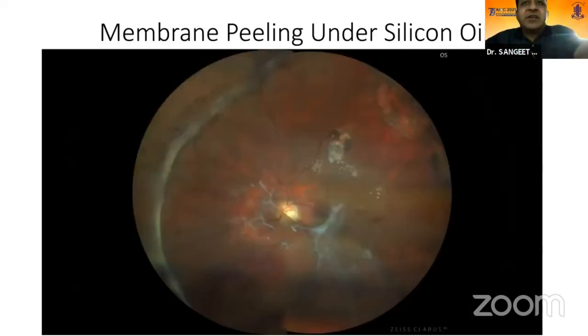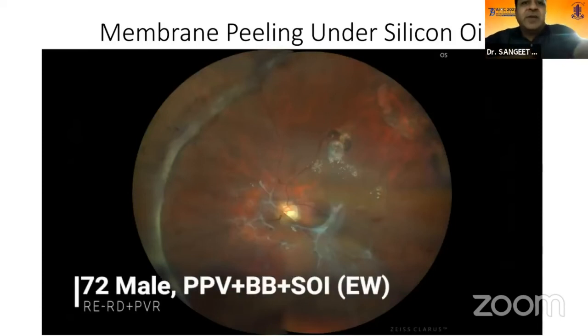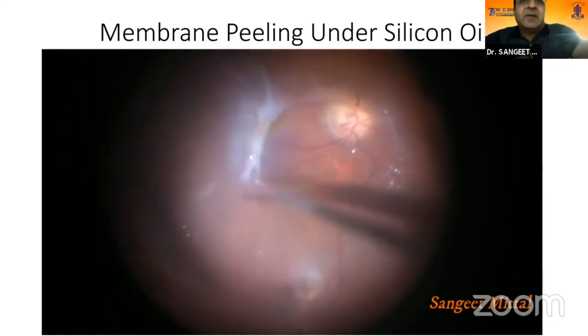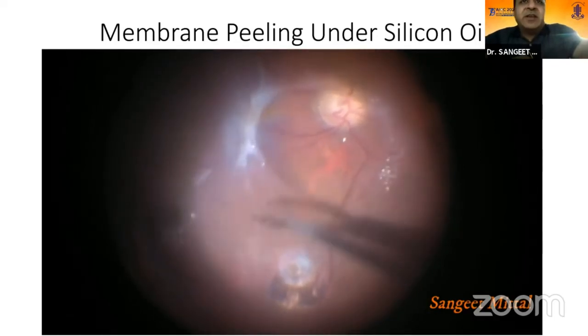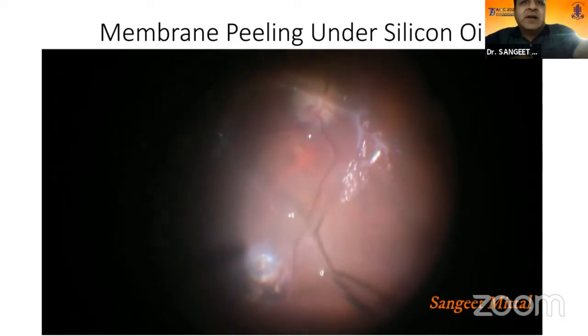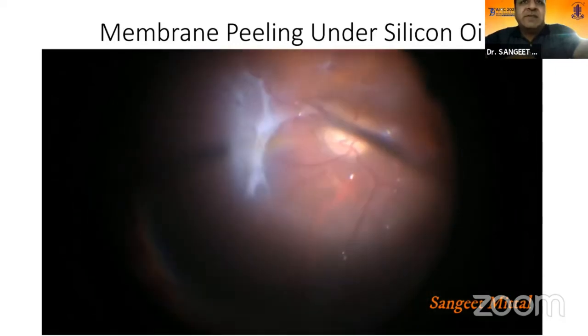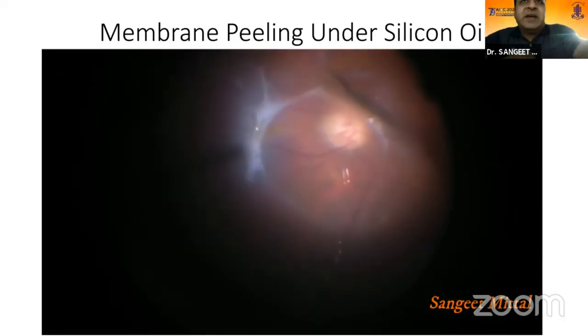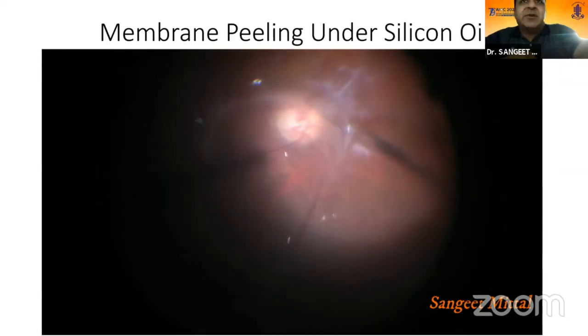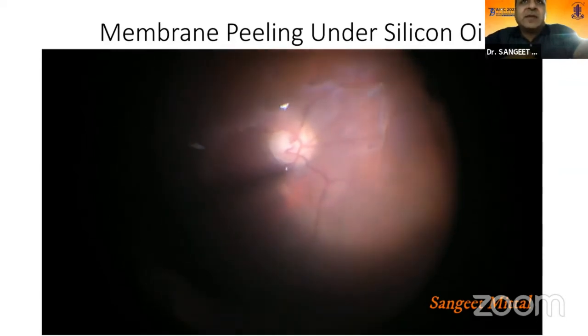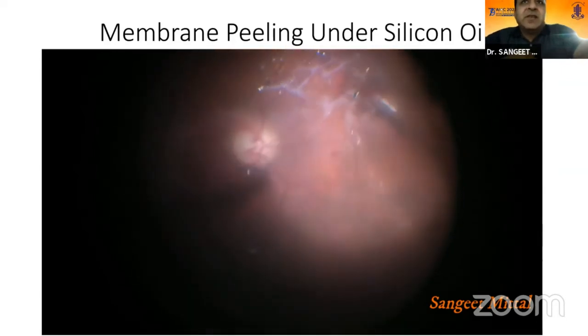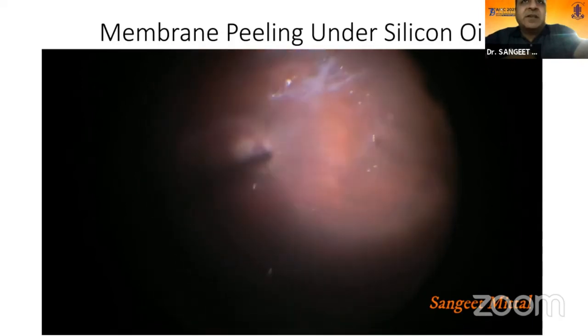Again, this is a patient who underwent membrane peeling under silicone oil. A 72-year-old male, he had undergone vitrectomy with oil elsewhere. So the membranes had matured enough, so I thought I'll just remove them under the silicone oil itself. You can do this sometimes if you find that the membranes are mature, and you see these membranes coming off under the silicone oil.